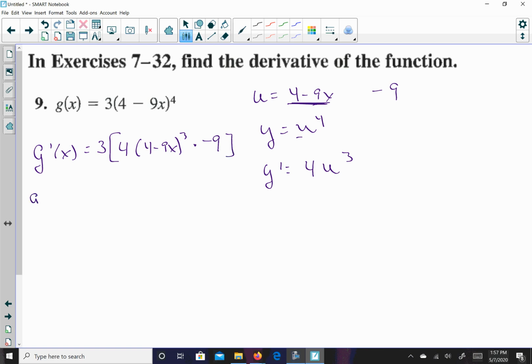Now I'm going to multiply what I can. Everything's being multiplied, the 3, the 4, and the 9, so I can multiply all those constants together. I get negative 108 times the quantity 4 minus 9x, and that whole thing is raised to the 3rd power. And that is my derivative. Now let's move on to the next one.